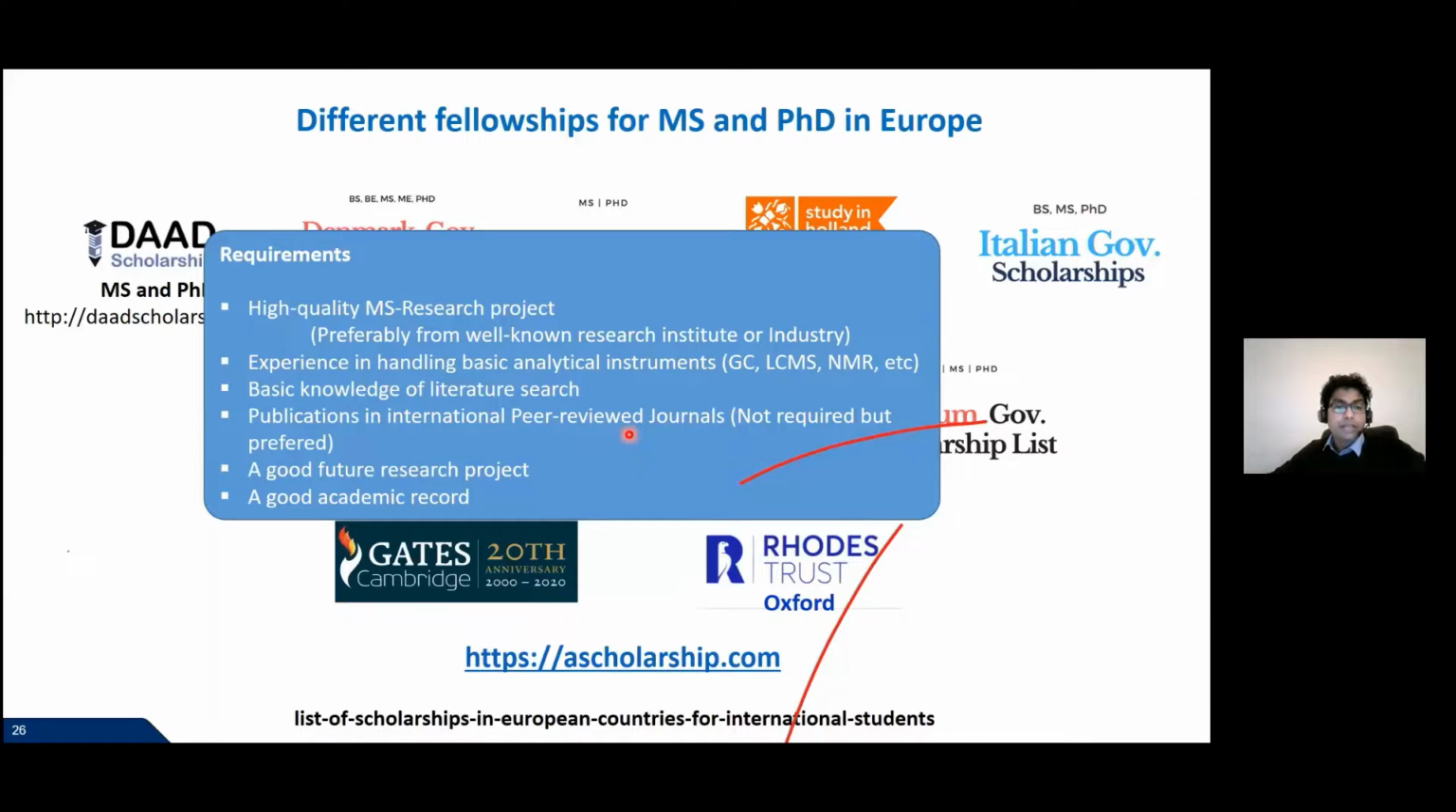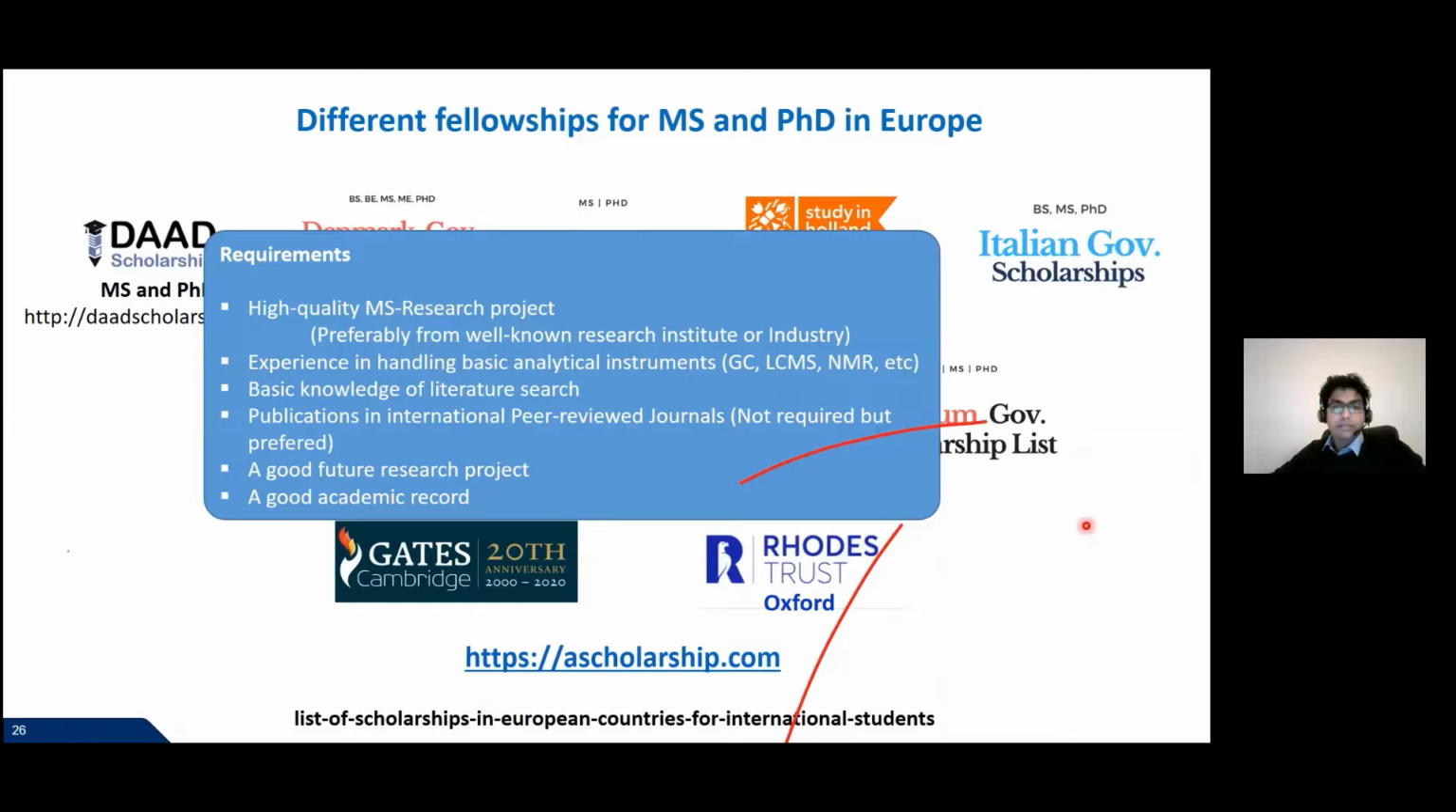Then you should have a good future research project. You have to write a future research project to get this kind of grant application. So you write a nice research project, and they will evaluate, of course, your academic record, if you have a nice research project done before, if you have experience, and if you fit into all these requirements, most probably there is a chance that you can get one of these fellowships. So go through this site, and if you have some problems, you can also contact me. I can guide you through how to do this process.